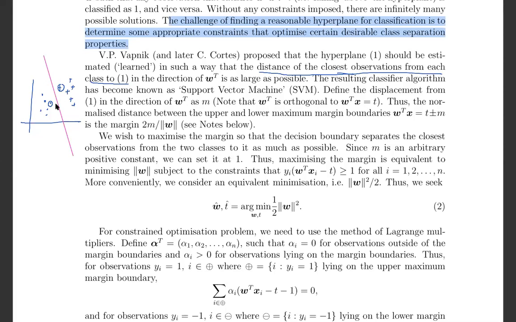w transpose is orthogonal to that. So this is your w transpose x equals to t, and the direction of w transpose means the 90 degree direction to it. Therefore you will have two boundaries. One will be here, it will touch, and those will be the margins. The other one will be here. They are just touching the two points which we call support vectors. So this is called a support vector, and this is also called a support vector.